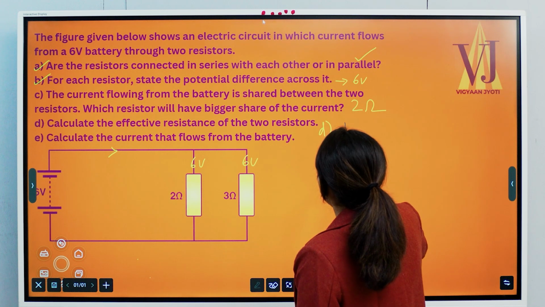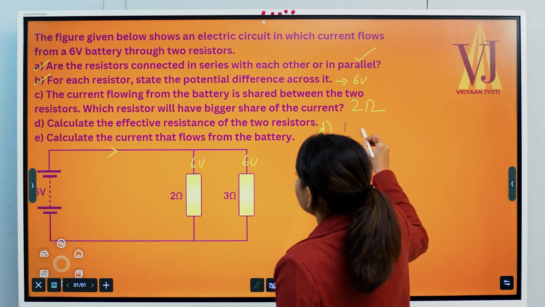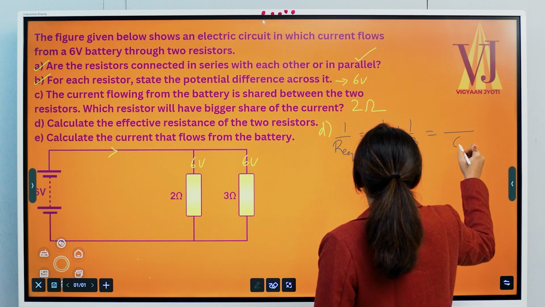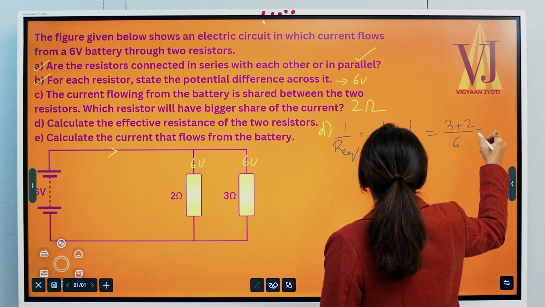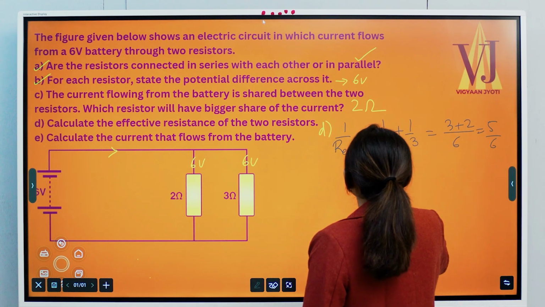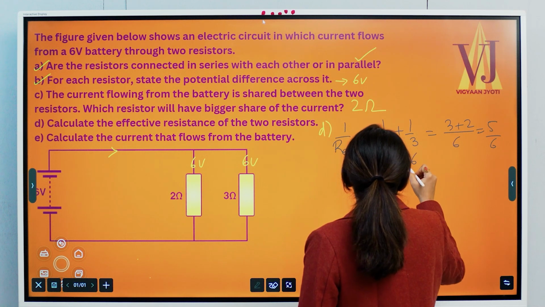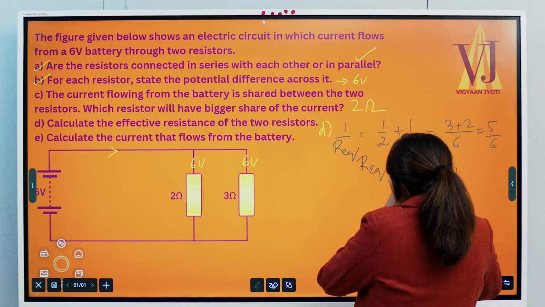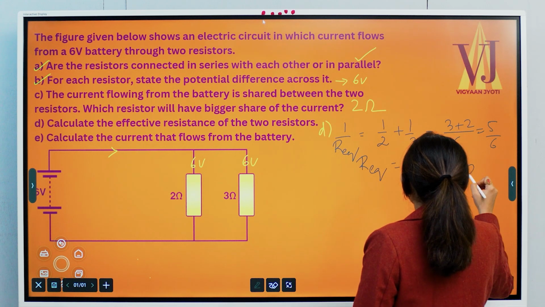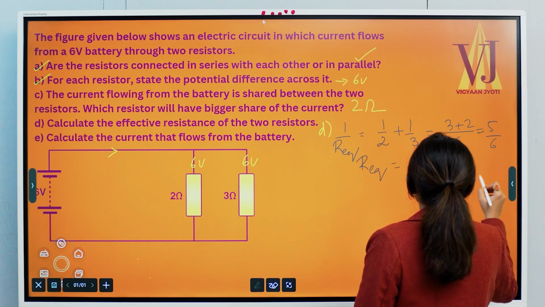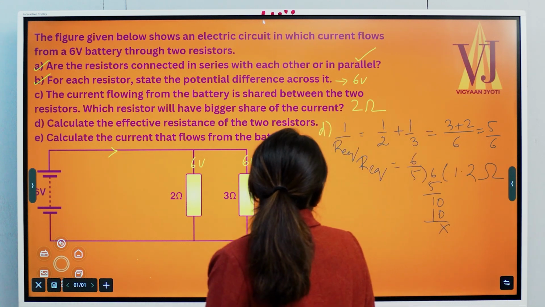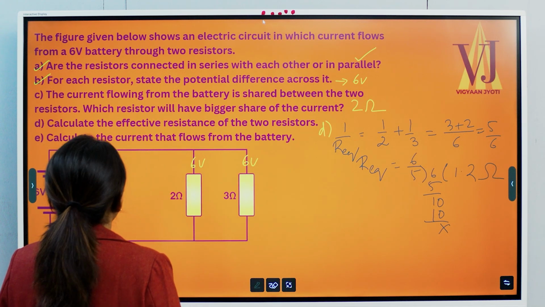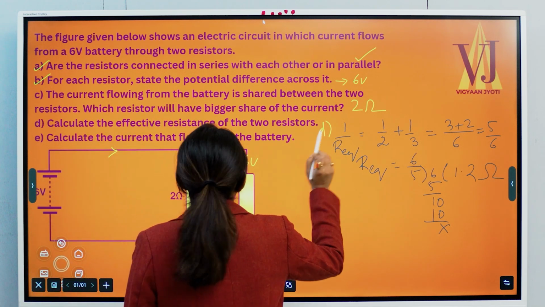That means my equivalent resistance: 1 by R equals 1 by 2 plus 1 by 3, which is 3 plus 2, that's 5 by 6, right? So my equivalent resistance will be 6 by 5. That means it will be 1.2 ohm. Clear? Fine. So my equivalent resistance is 1.2 ohm. Now D is already done.